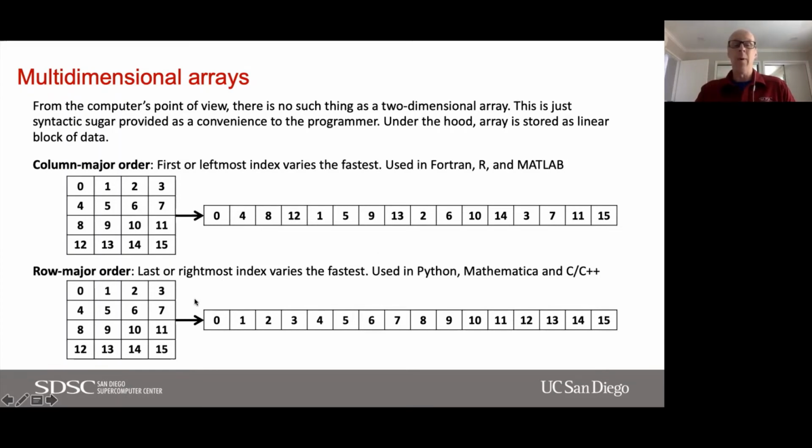Row major order is where the last, or the rightmost, index varies the fastest. This is used in Python and Mathematica and C and C++. So I'm going to go across the rows: 0, 1, 2, 3, 4, 5, 6, 7, 8, and so on.